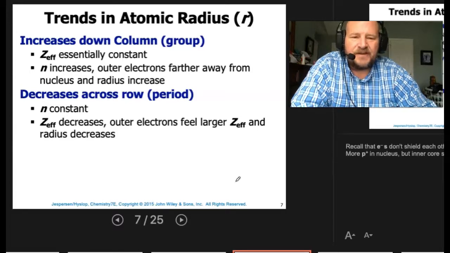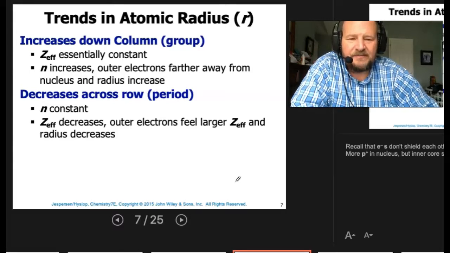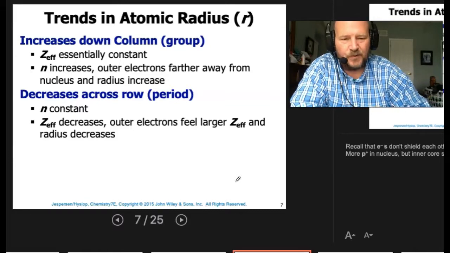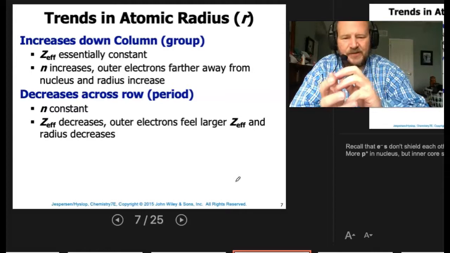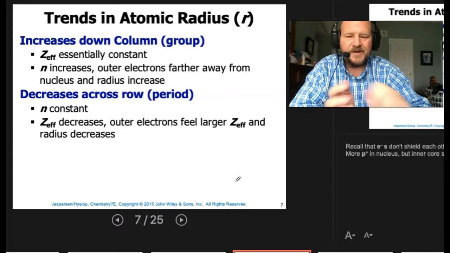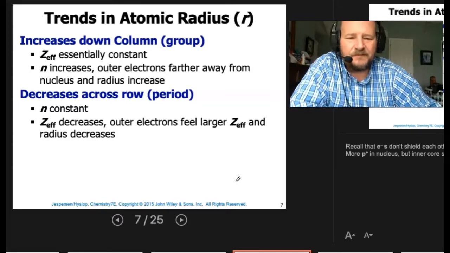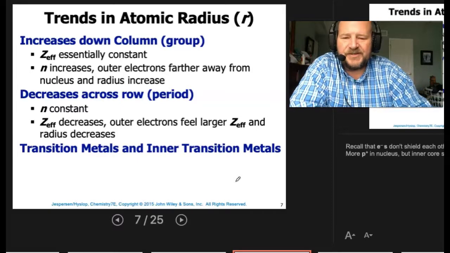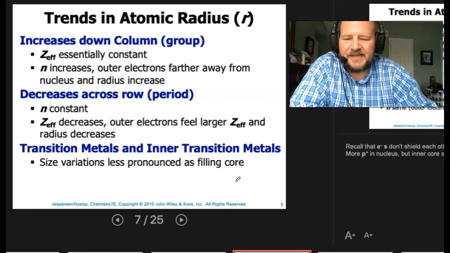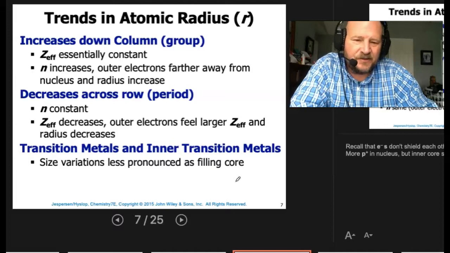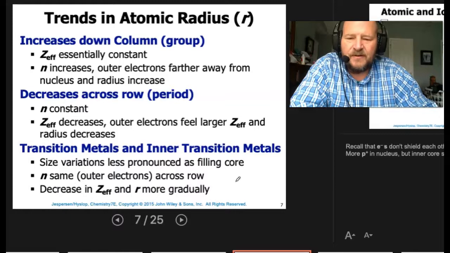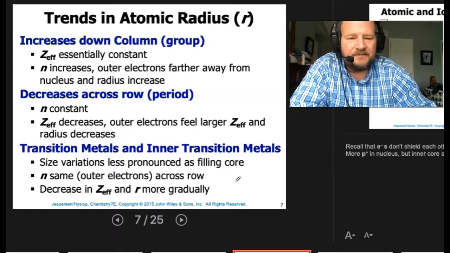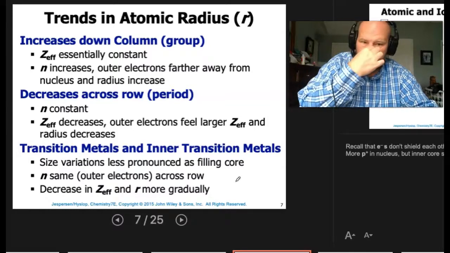Think of it as turning up the electric current on an electromagnet. If I keep turning up the charge, adding more protons to the center, the overall effective charge is going to bring those electrons in closer, making the atom appear smaller. Now for transition metals and inner transition metals, the size variations are less pronounced as we're filling in the core. Okay, remember you're in the same shell still, but your Z effective is going to change, and that's going to affect the radius a little bit more gradually.